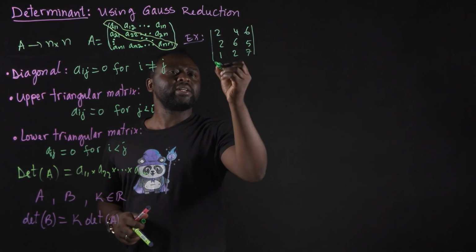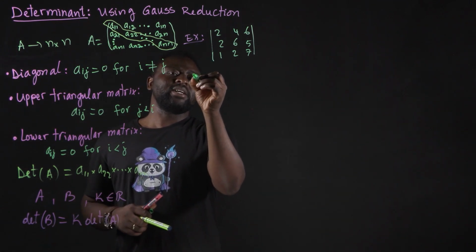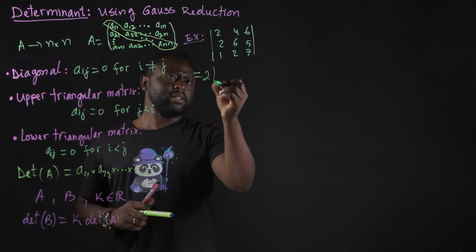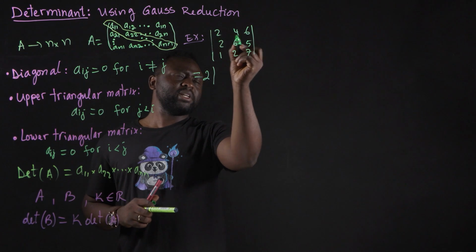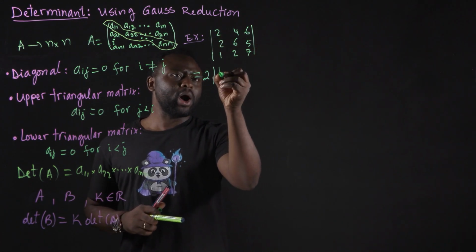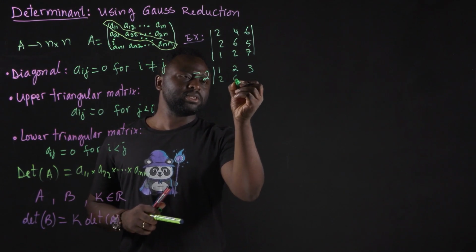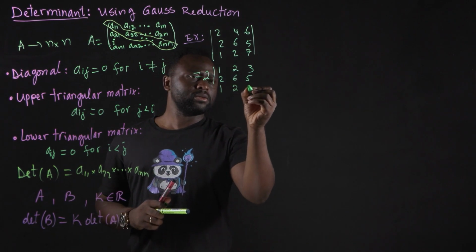So I want to find the determinant of this matrix, and it is easy to see that the determinant of this matrix is 2 times the determinant of, because we have 2, 4, 6, so we can see that the common factor here can be 2, right? So this becomes 1, 2, and 3. This is 2, 6, 5, and this is 1, 2, 7.